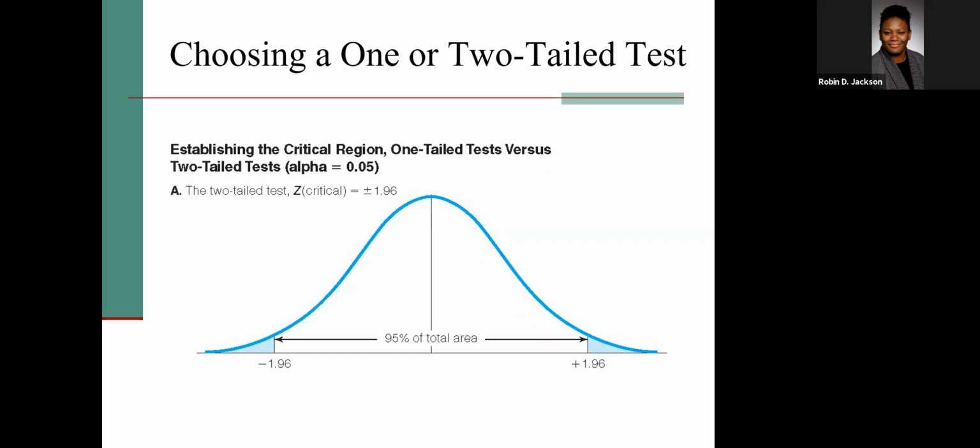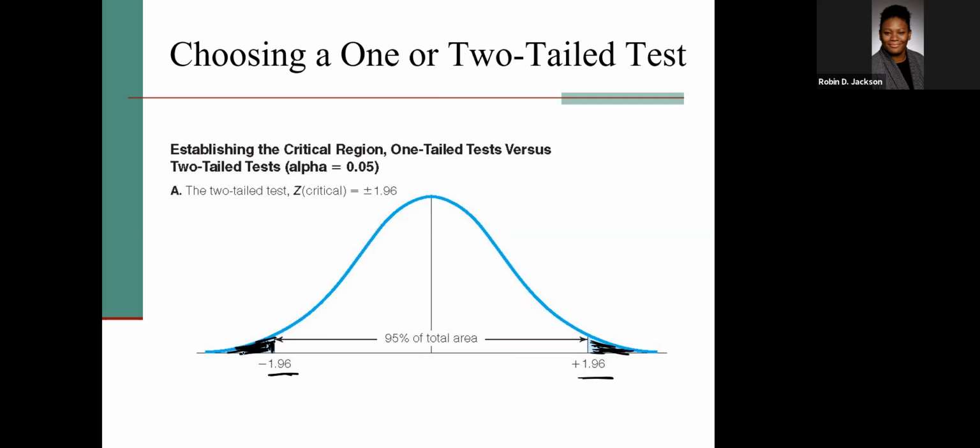Now, this particular slide is basically demonstrating the critical region for a two-tailed test with an alpha level of 0.05. As you can see, because remember, it's two tails, it's plus or minus. So we've got the minus over here, we've got the plus over here, and everything that falls in this area, that is our critical region. That's where we want our Z obtained to fall.